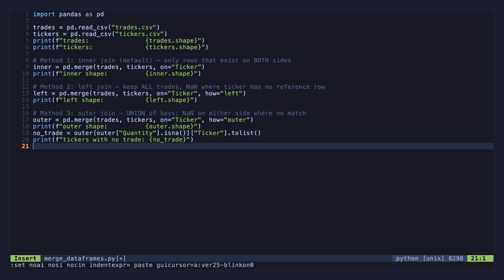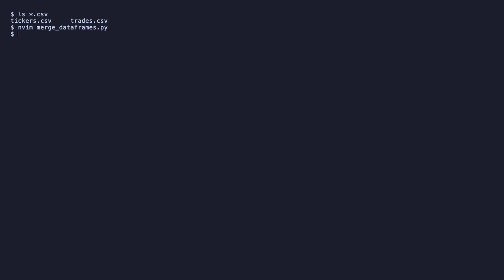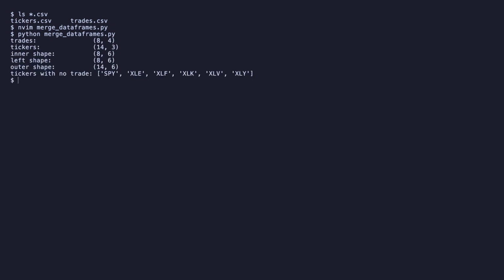Save and run with Python. Three joins, 3 shapes. Inner and left both come in at 8 by 6. Outer at 14 by 6, with the 6 unmatched ETF tickers visible in the NaN list.